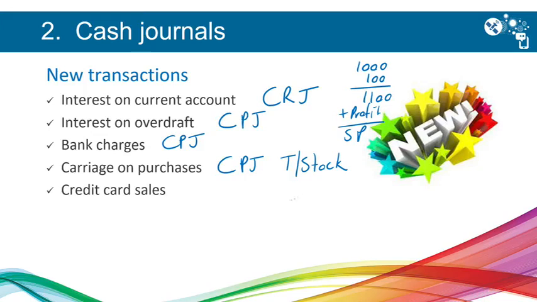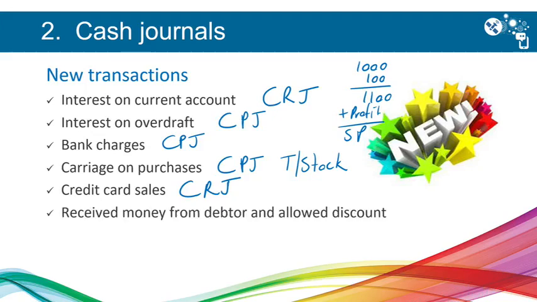Credit card sales, be on the lookout for this one. It's normal cash sales. The fact that the customer paid by credit card doesn't mean they bought on credit. We're going to receive our money. The credit transaction is between the client and their bank, not between us and the client. So credit card sales, normal sales in the CRJ.